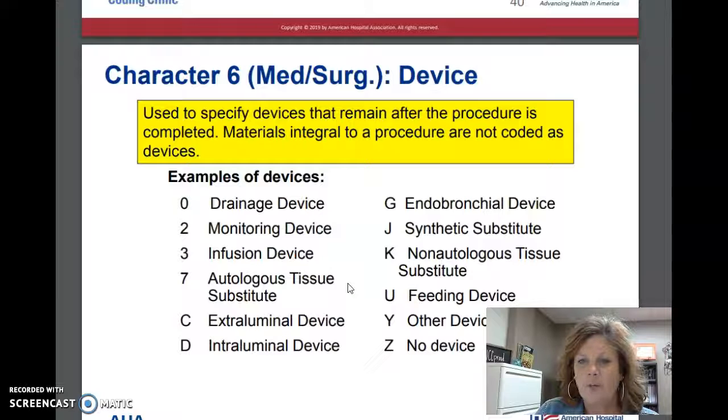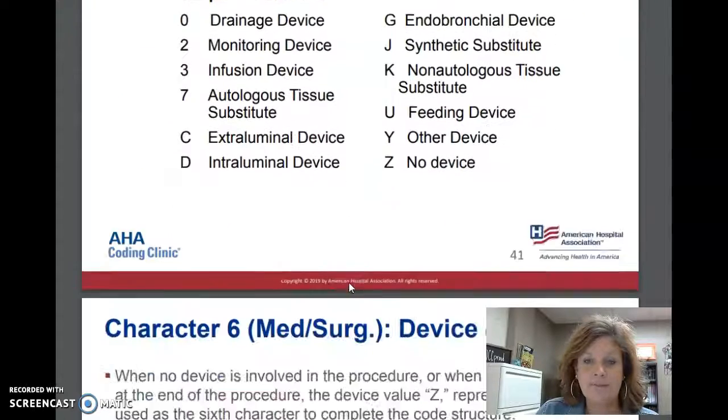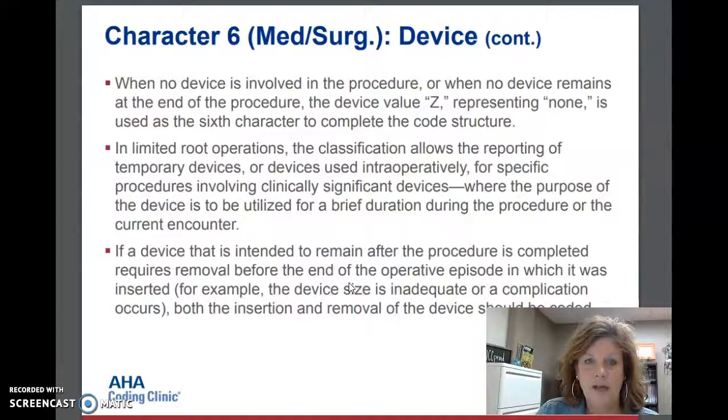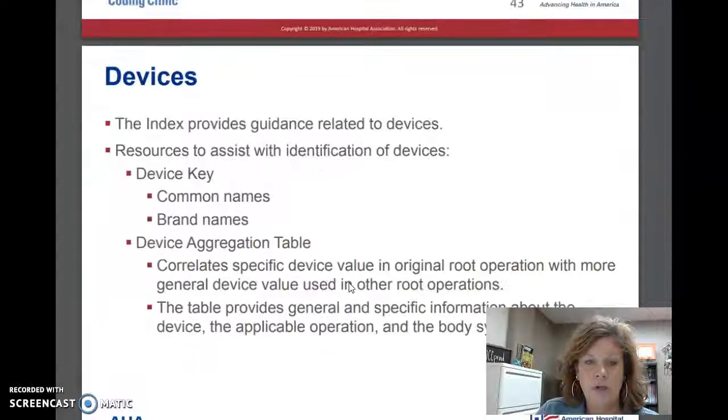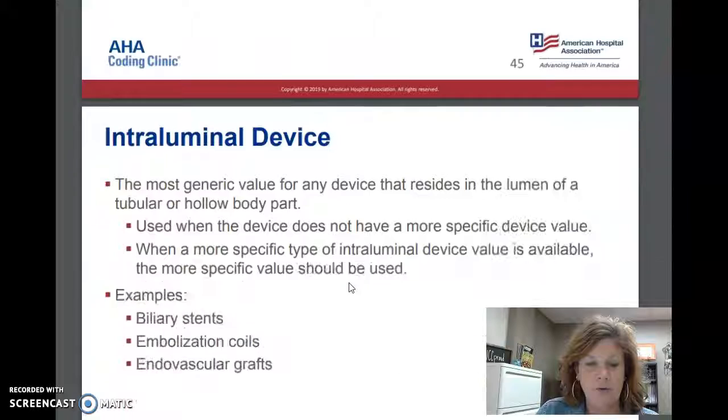So then we have an endobronchial, synthetic, okay, we have tissue substitute. If it's non-autologous, again, that would be, it's not my own, it's somebody else's. Okay, so with that, let's go on to, these are all devices. I'm going to have you read through them.